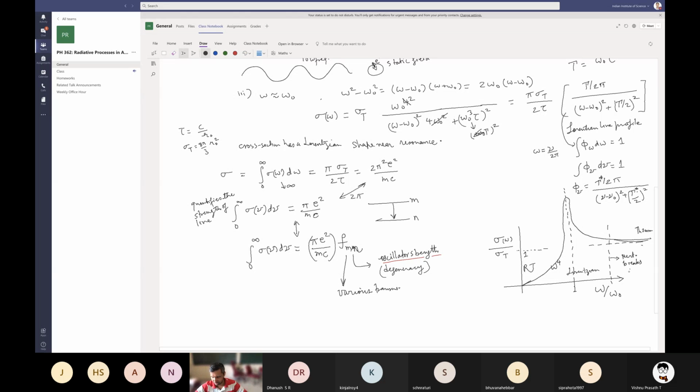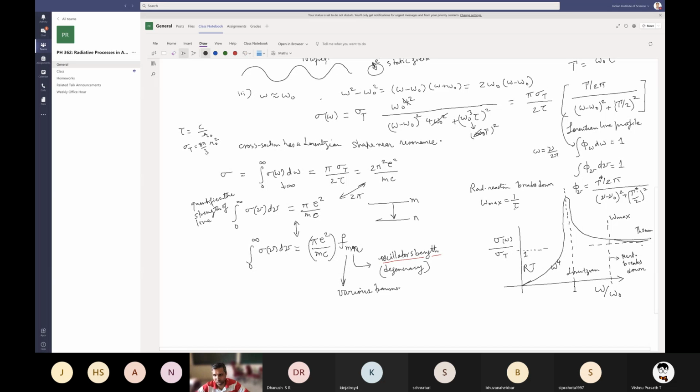Okay, so that's why this integral actually does not just go from 0 to infinity, it goes to this frequency where this assumption breaks down. Let's call this omega max. Okay, and when does it break down? The radiation reaction force breaks down when omega max is equal to 1 by tau.